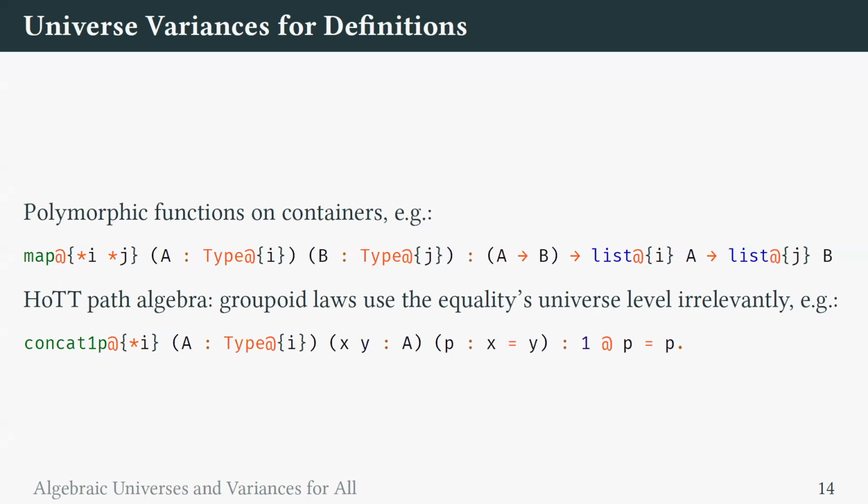If you look at how the groupoid laws are defined, you can see that the universe binder for the carrier type of your equalities or iterated equalities is always irrelevant, which makes sense, as groupoid laws work at any universe level. Nothing depends on the specific universe level.